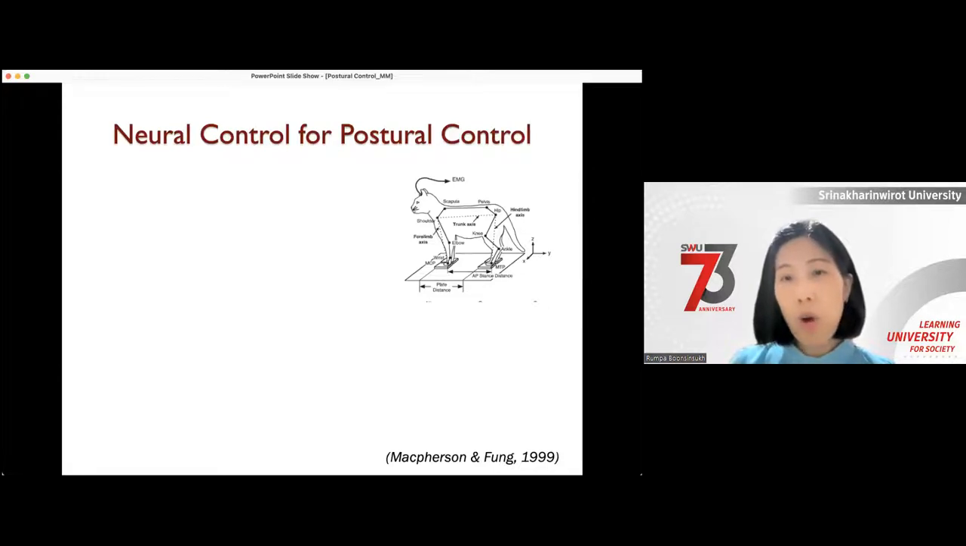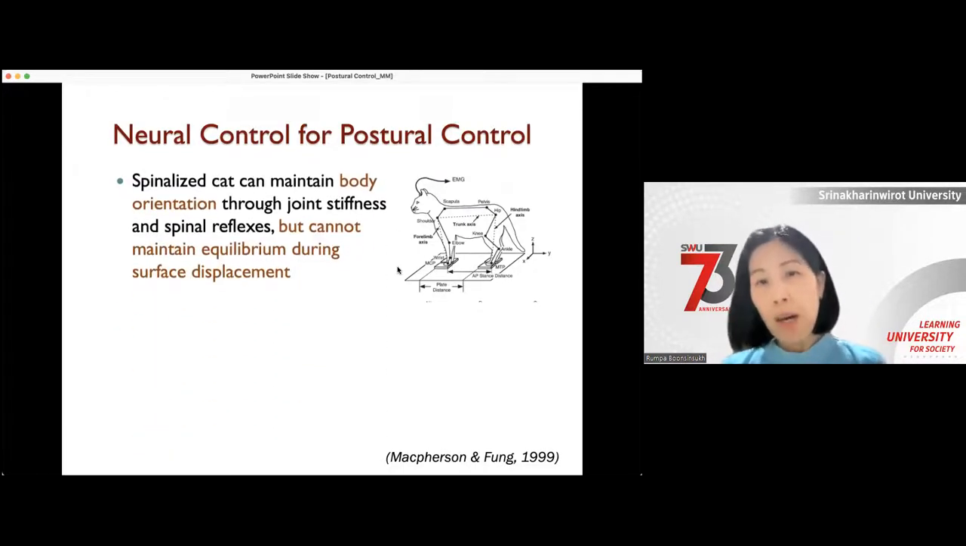Now, the concept of postural control comes from the study with the spinalized cat. They take a spinalized cat whose spinal cord has been cut, so both hind limbs are paralyzed, and put the cat to stand on a platform that can move forward and backward. What happened is that the cat was able to maintain good posture on the platform, but as soon as the platform moved, the cat fell down.